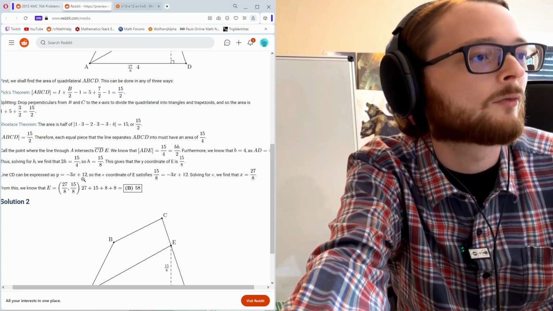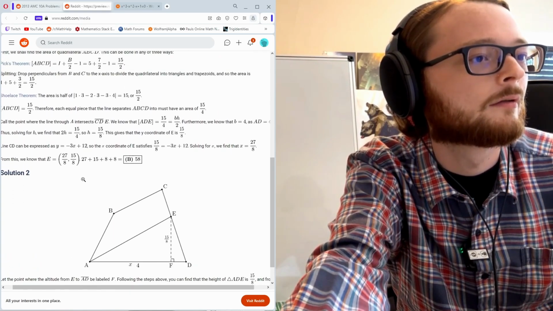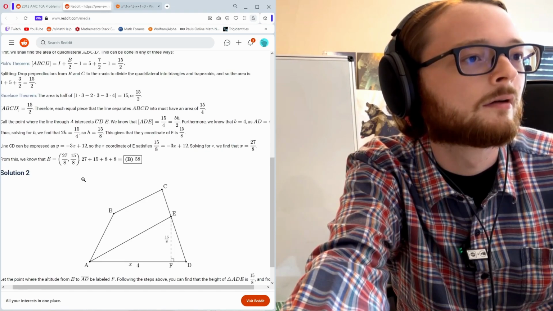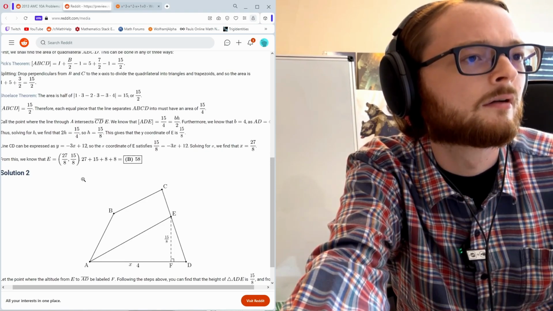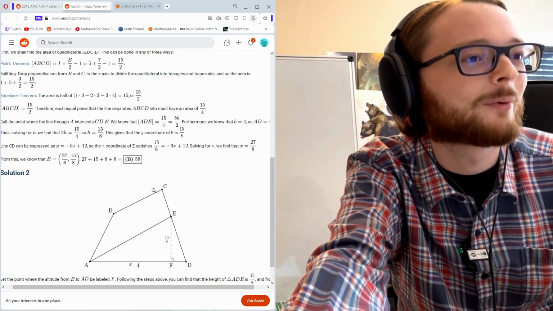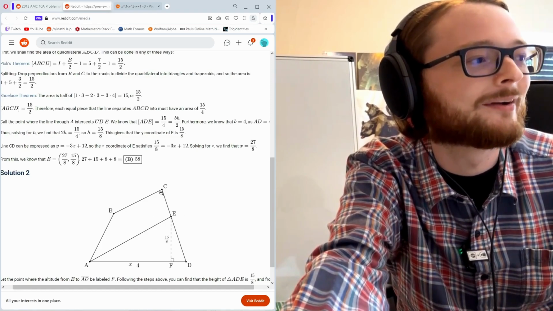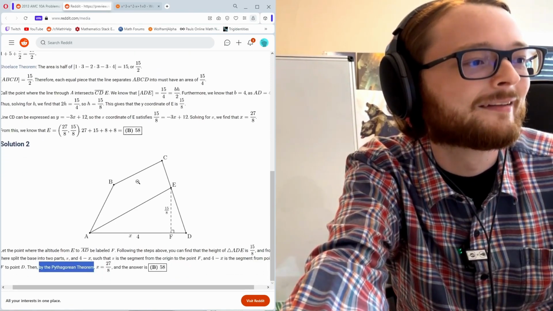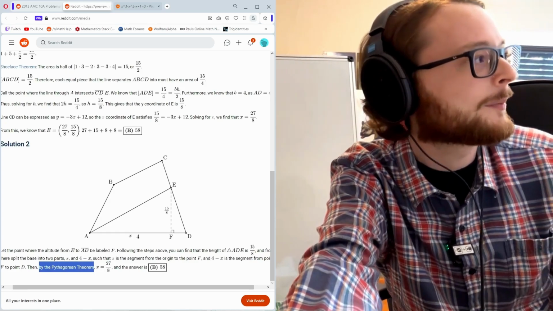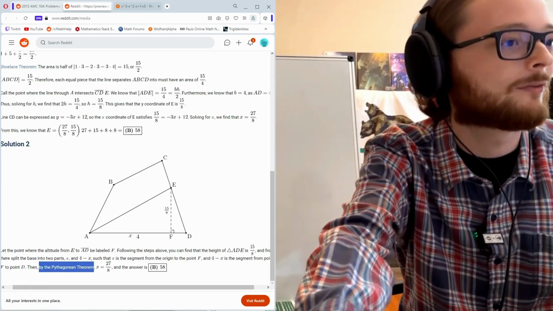Line CD can be expressed as y equals minus 3x plus 12. Oh, they do it like a... Oh, that seems like a much easier way. You find the equation for this line, and you find what its y value is there. But we're talking about Pythagorean theorem, so let's see if we can figure out the Pythagorean theorem for this situation.